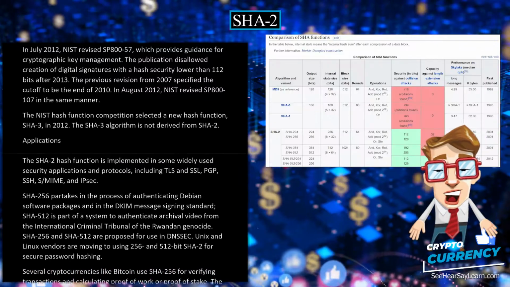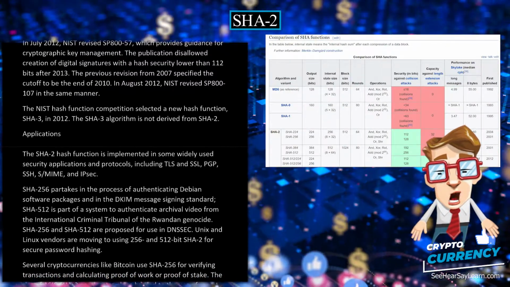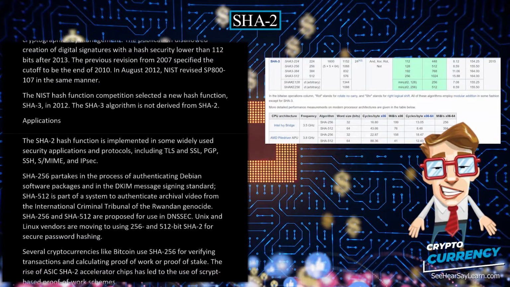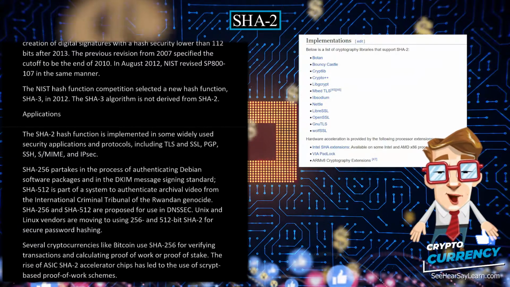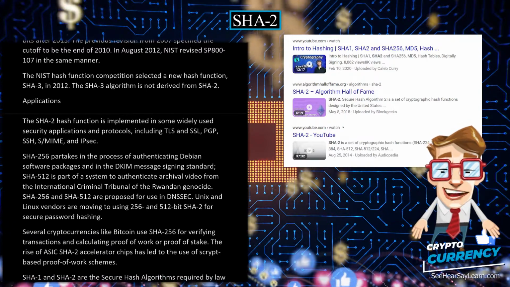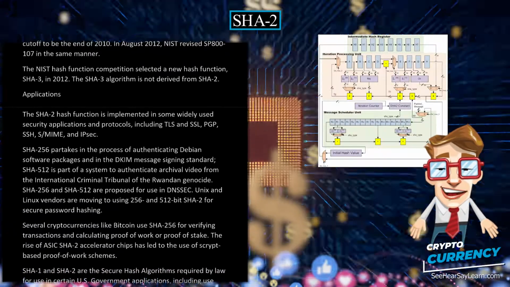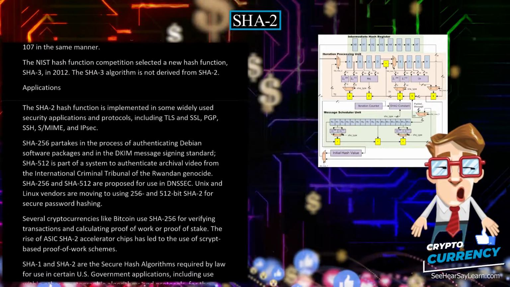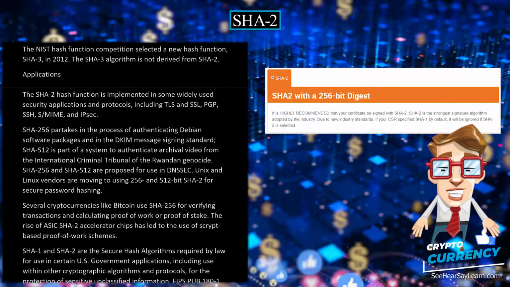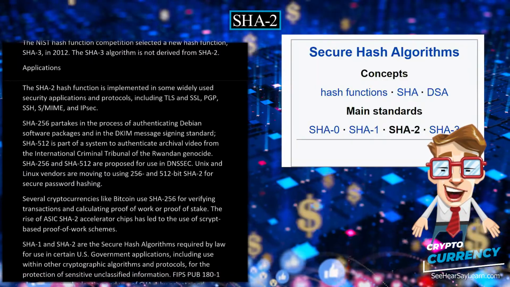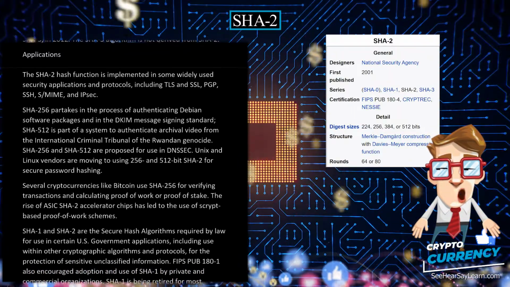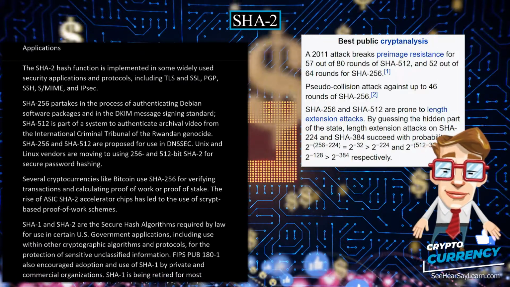In July 2012, NIST revised SP 800-57, which provides guidance for cryptographic key management. The publication disallowed creation of digital signatures with a hash security lower than 112 bits after 2013. The previous revision from 2007 specified the cutoff to be the end of 2010. In August 2012, NIST revised SP 800-107 in the same manner. The NIST hash function competition selected a new hash function, SHA-3, in 2012. The SHA-3 algorithm is not derived from SHA-2.